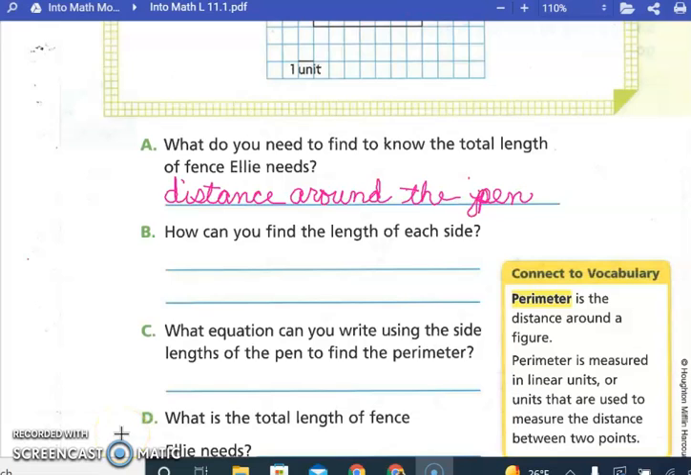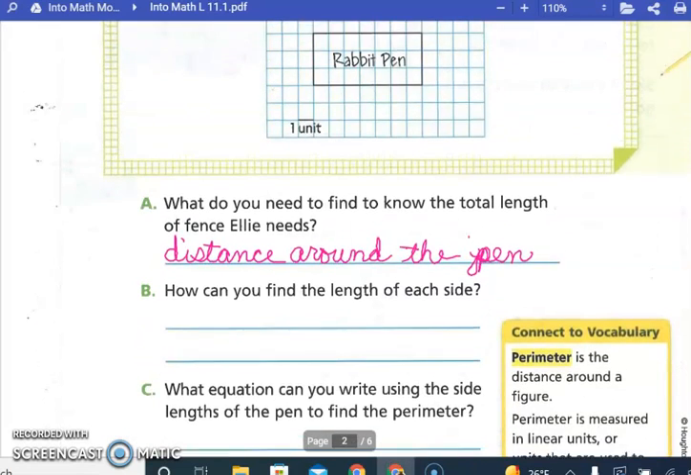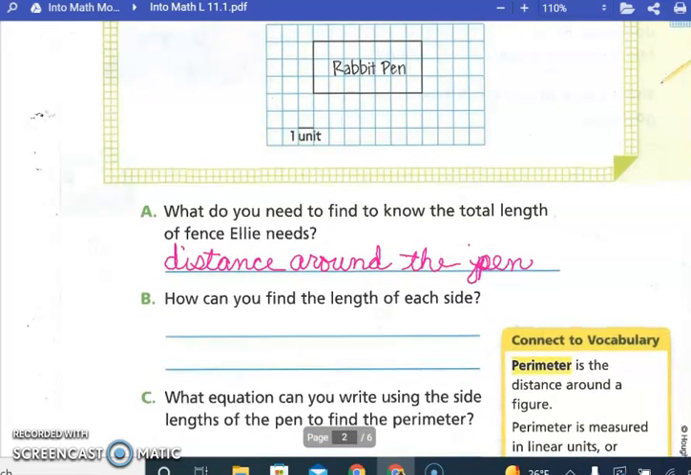All right, let's read our little yellow box. It says, connect to vocabulary. Perimeter is the distance around a figure. Perimeter is measured in linear units. That means a line of units. Okay? Or units that are used to measure the distance between 2 points. That's what we did on the front. This one gave us grid paper. So we do kind of have points when we have our grid.